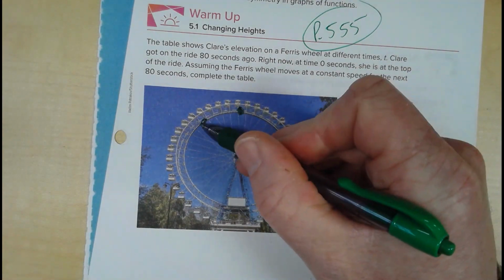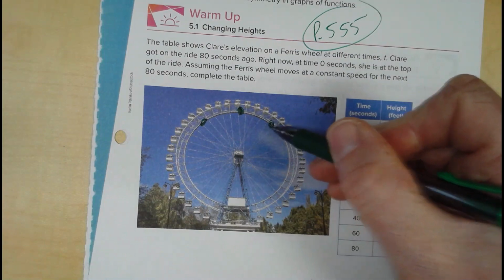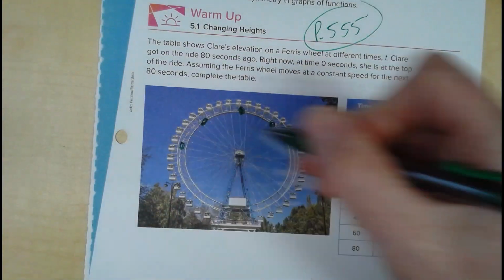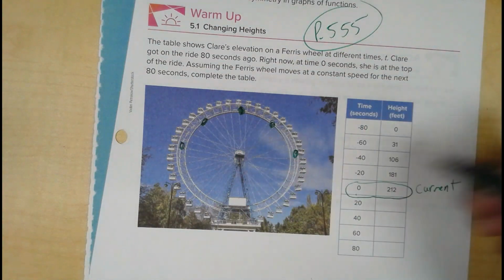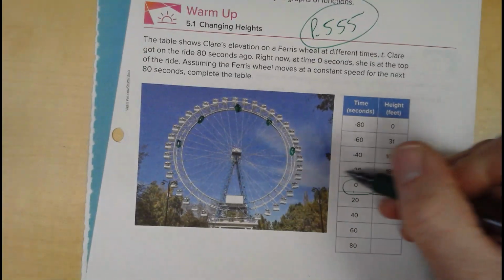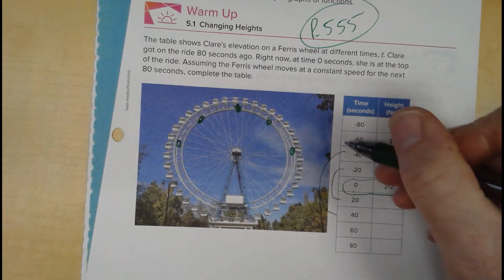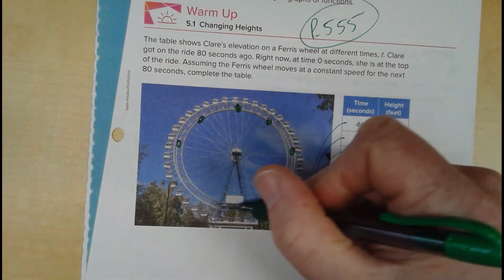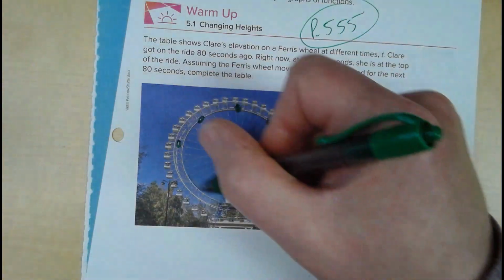Well, coming back down is the same as 20 seconds before she got to the top. And then she's going to come down 40 seconds, right? And that's going to be the same as this 40 seconds over here in the past. So what happens is these are going to be symmetrical across 0 seconds because it moves up and then back down again.